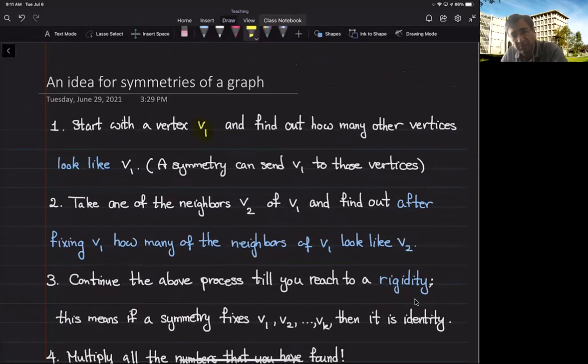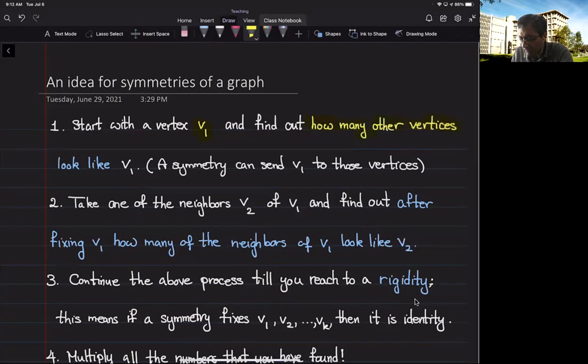Often we can look at the degree of the vertices, or we can simply examine the shape of the graph to understand what other vertices look like v1. In the case of the n cycle or the complete graph, the first vertex can be sent to any other vertex. But in some graphs, this is not the case. That would be the first thing that we do. We ask ourselves, where can we send v1? We find out how many other vertices look like v1.